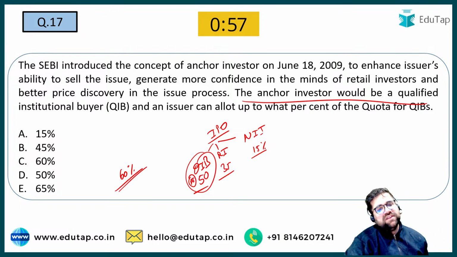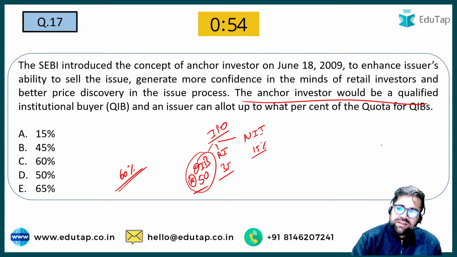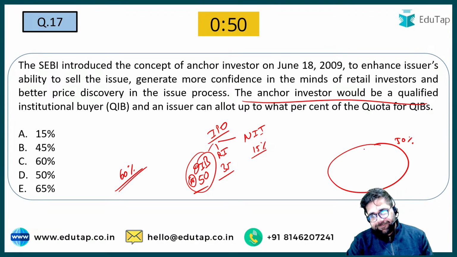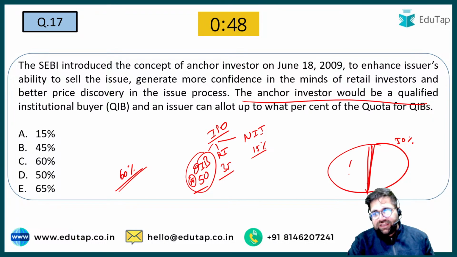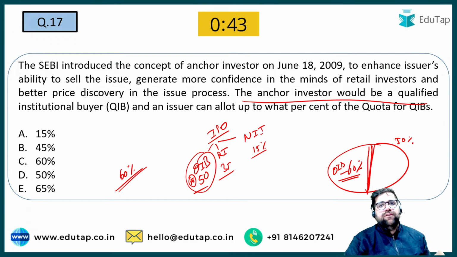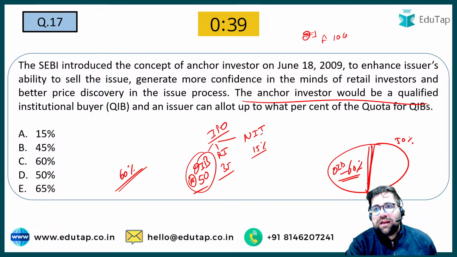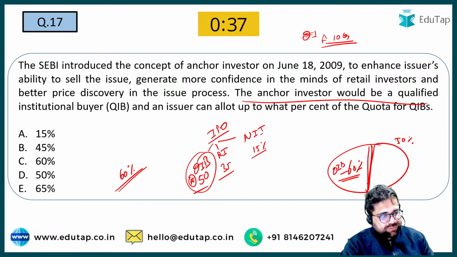The correct answer will be 60%, because if the QIB quota is 50%, then 60% of that allocation can be made to anchor investors, and the minimum amount of investment by any anchor investor will be 10 crore rupees. Do remember this as well.